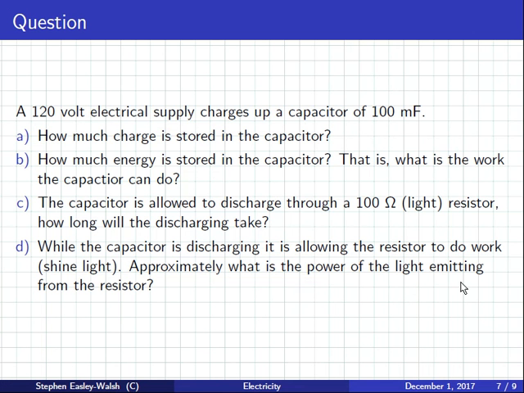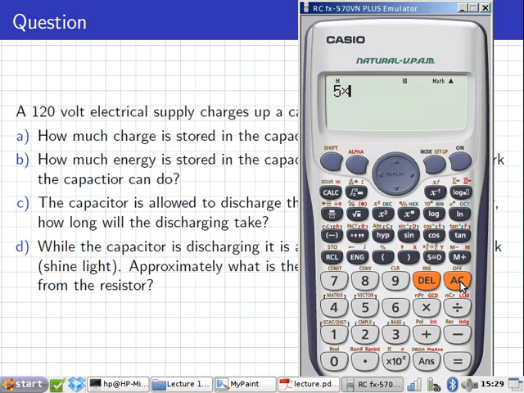But what's the formula for tau? RC. So the time will be 5 RCs. Do we know R? Yeah. We do. And do we know C? We do. 5 RC. It'll take 50 seconds to fully discharge through the light.